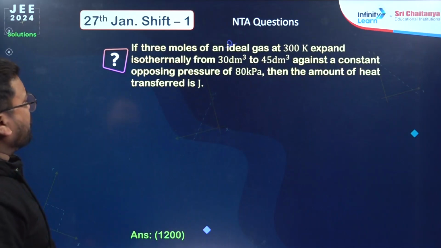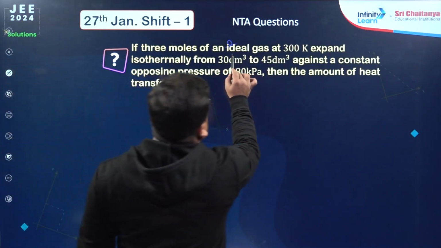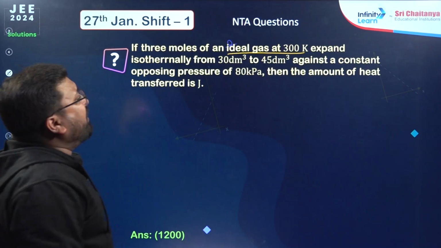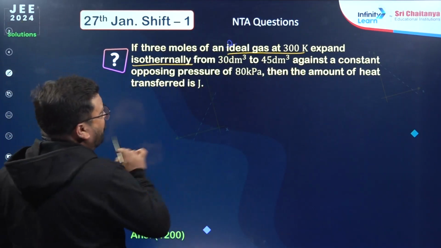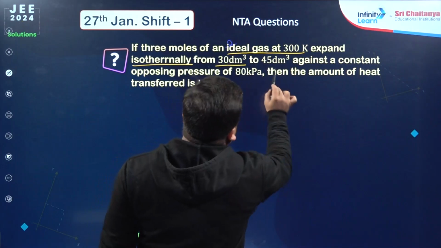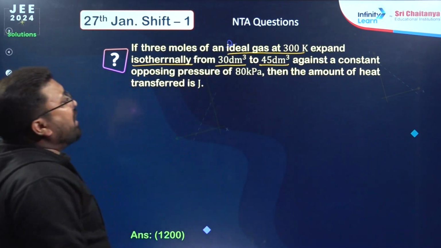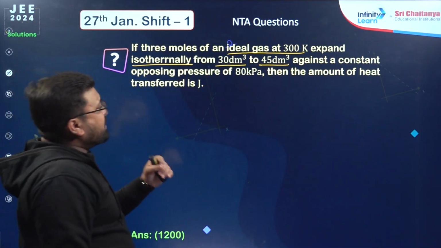Next part. Okay, sorry. If 3 moles of an ideal gas at 300 Kelvin expand isothermally, temperature constant, from 30 dm cube to 45 dm cube against a constant opposing pressure.